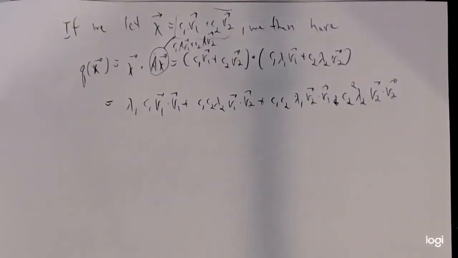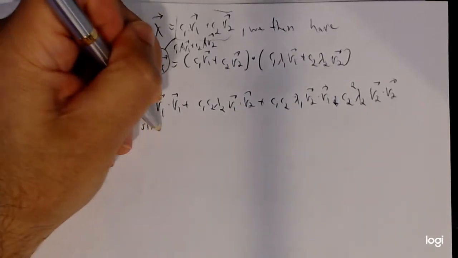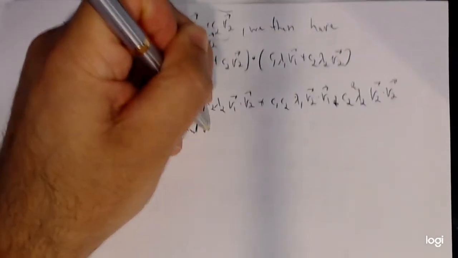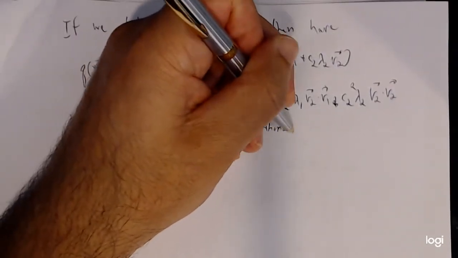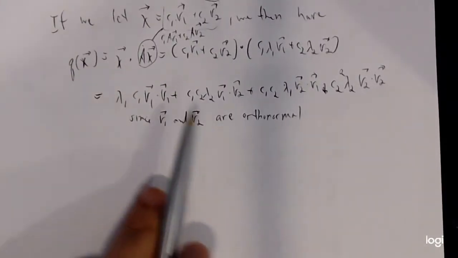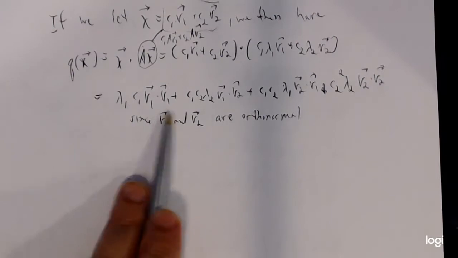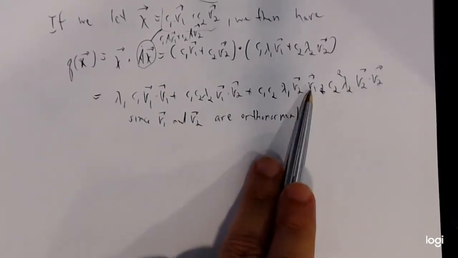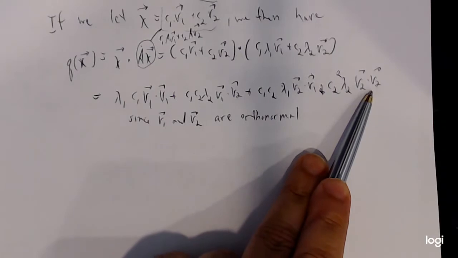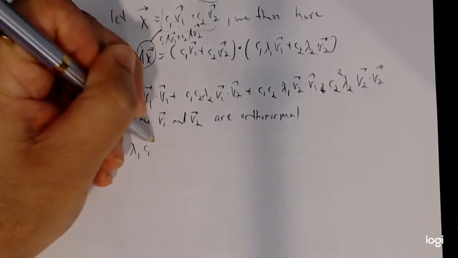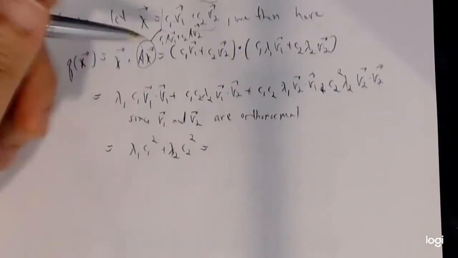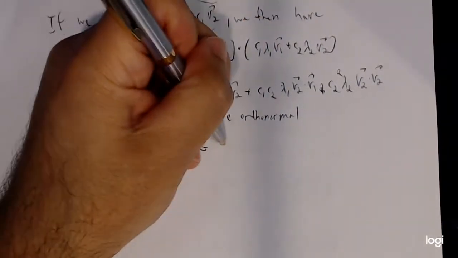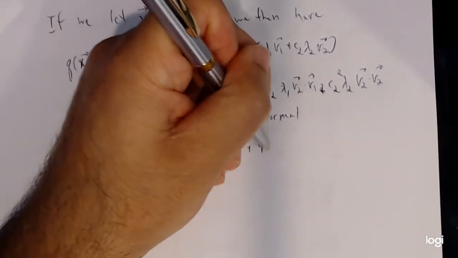Okay, now the beauty of this is what? What do we know about v sub 1 and v sub 2? They're orthonormal. So since v sub 1 and v sub 2 are orthonormal, what do we know for a fact? V sub 1 dotted with itself will just be 1. V sub 1 and v sub 2 dotted with each other will zero out because they're orthogonal, and v sub 2 dotted with v sub 2 will also be 1. So what do we get here? We're just left with lambda sub 1 c sub 1 squared plus lambda sub 2 c sub 2 squared, and we found lambda sub 1 and lambda sub 2 earlier, didn't we? Which becomes 9 c sub 1 squared plus 4 c sub 2 squared.